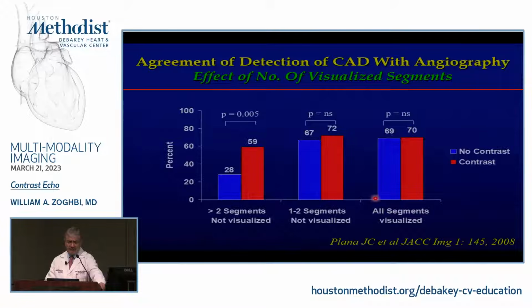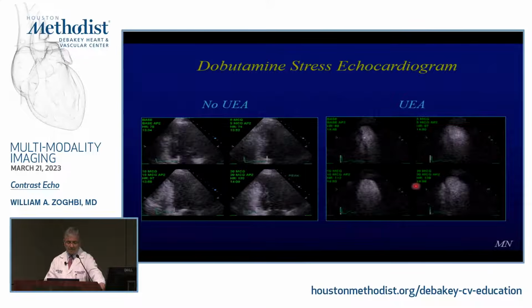The effect of visualization on agreement with cath. So these are patients who had cath. It's very interesting that it is similar to the rest indications. If you had more than 2 segments that are not visualized, and this is in any window, not only the apical window, concordance is better. If you have 1 to 2 segments not visualized, almost the same. If you have all segments visualized, really there's no impact, and that's what you would expect, right?